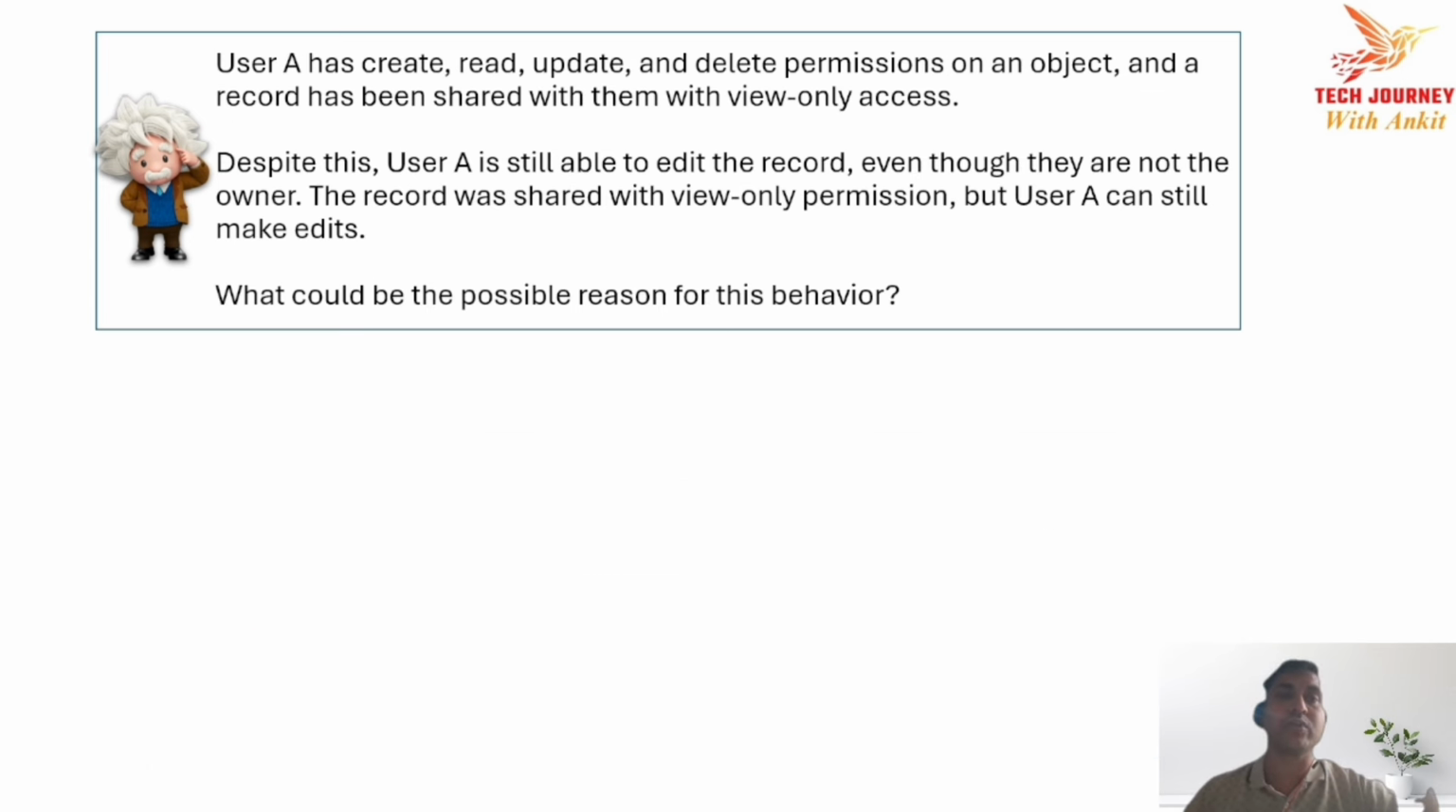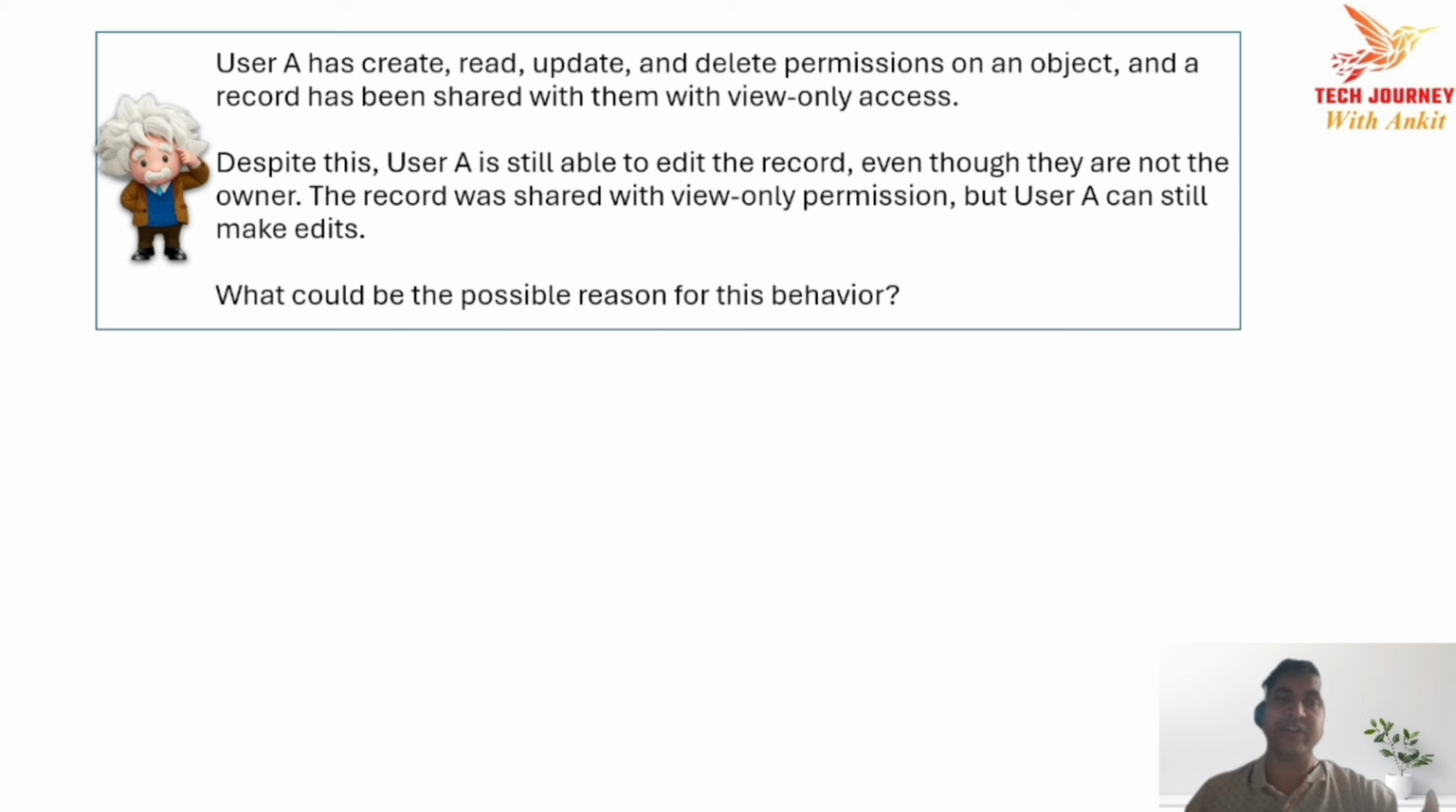Next one, a user has create, read, update and delete permissions on an object and a record has been shared with them with view only access. Now again we do have user A. User A has the create, read, update and delete permissions on an object. And a record is again shared only with view only access.